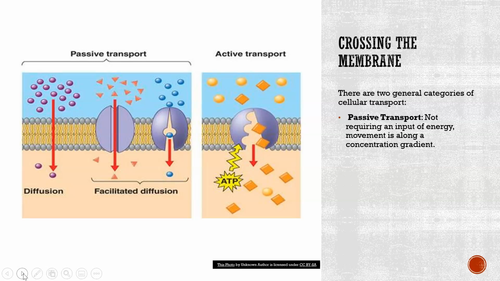The second type of transport that we've got is what we call active transport, and this does require energy because the required molecules are moving against what we call the concentration gradient, and we will look at that again shortly. So passive transport requires no energy, active transport requires energy from ATP.